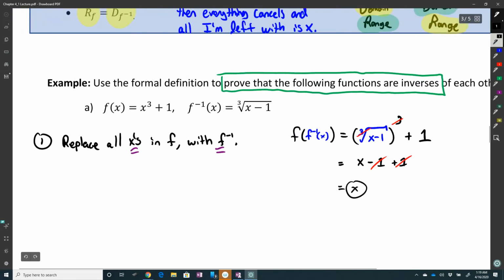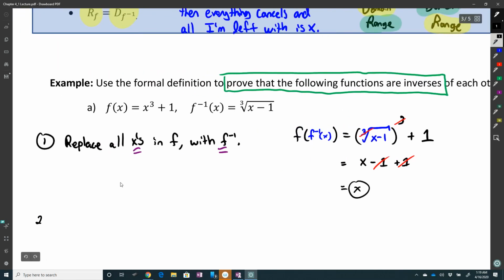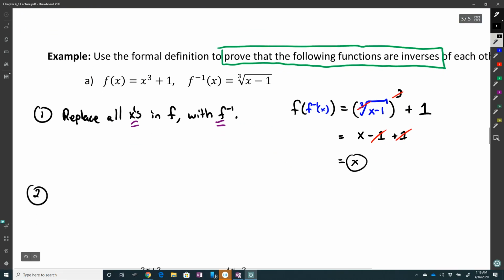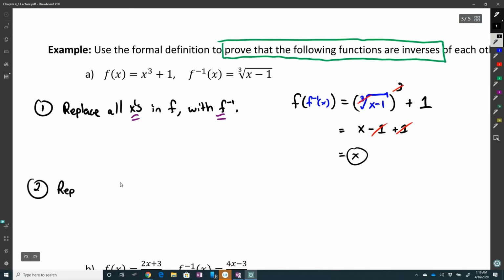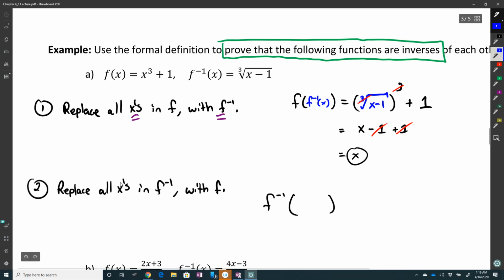Yeah! So that's the first thing you've got to do. The second thing you've got to do is replace all x's in f inverse with f. This is the same idea, except now it's f inverse with f of x on the inside. And so if it truly is an inverse, both ways will work.